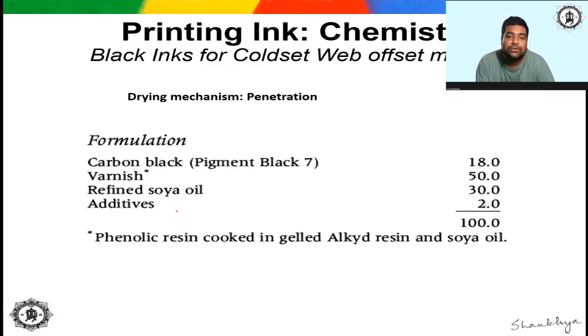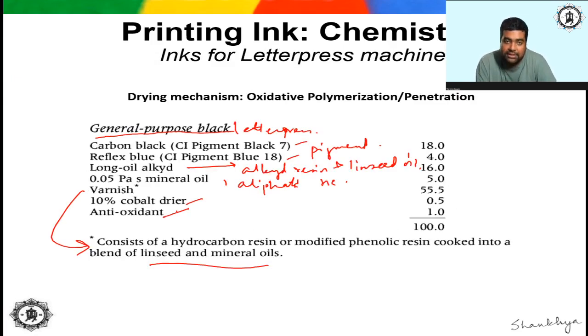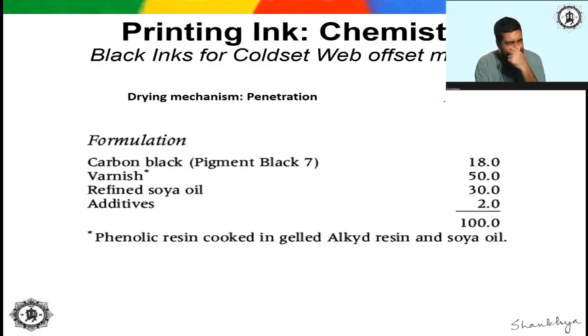Next, let us move on to the next type of printing. So this is again another thing I missed out. What is the drying mechanism for letterpress inks? Primarily through oxidative polymerization, secondarily through penetration within the paper itself. Next, we have got the formulation for Coldset web offsetting. So this is primarily through penetration and again secondarily through oxidative polymerization. Some amount is also left for oxidative polymerization.